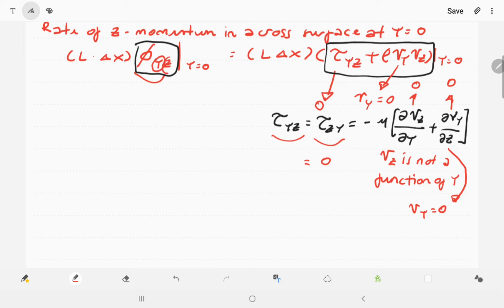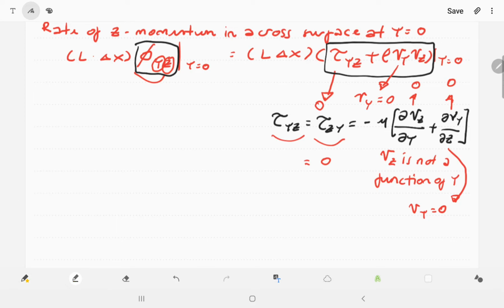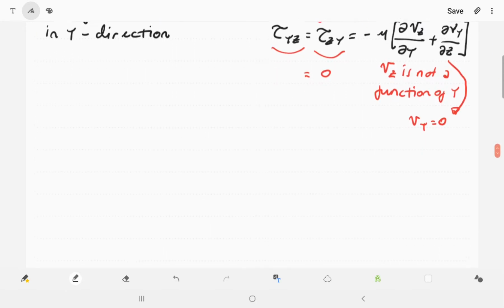These things have a different symbol, phi yz. So this can physically be thought of as the flux of z momentum in the y direction. Okay, so here we are dealing with the rate of that momentum across the surface at y equal 0.